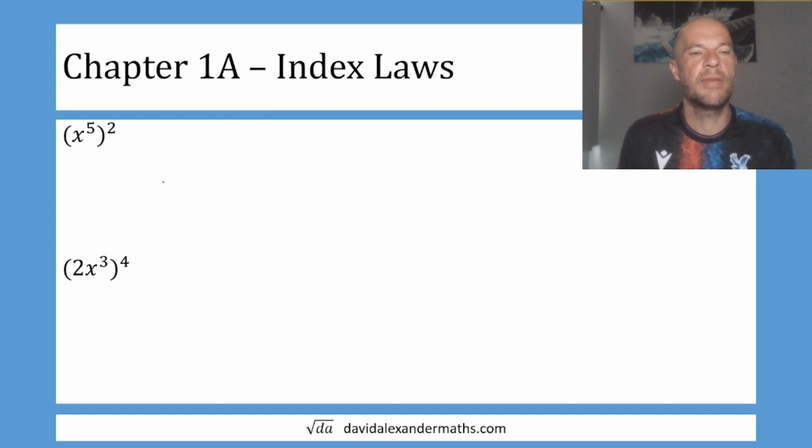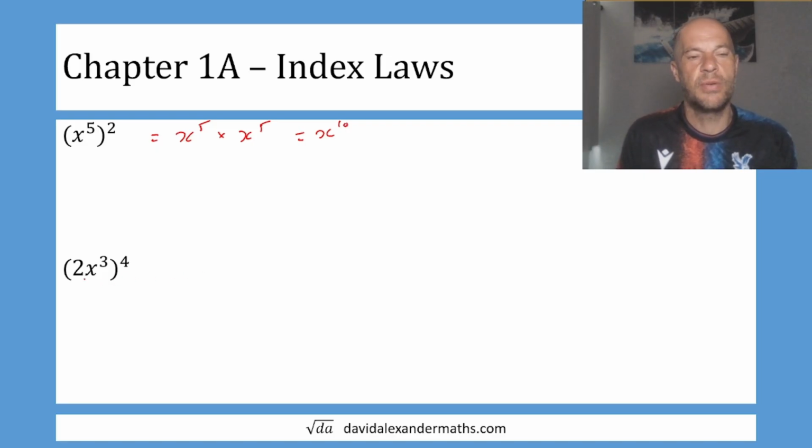Okay, so here we've got x to the power of 5 in brackets, and that is all squared. So what that means is x to the power of 5 multiplied by another x to the power of 5. And we know from the multiplication laws that that will result in x to the power of 5 plus 5, which is 10. And now we've worked this out, we can see a quicker way. That would be x to the power of 5 times 2, x to the 10.